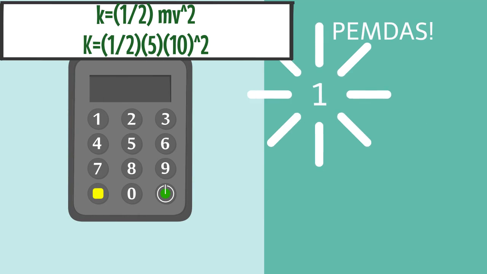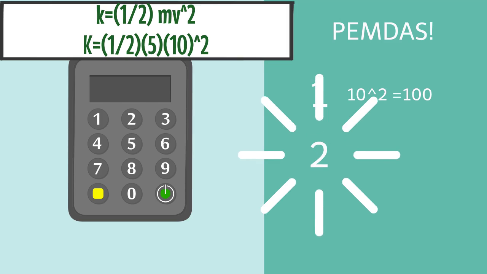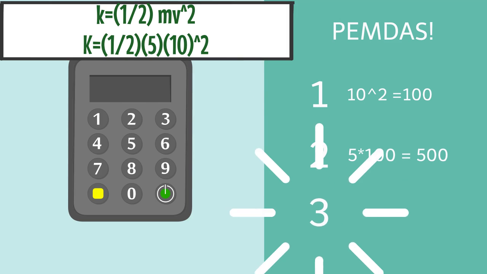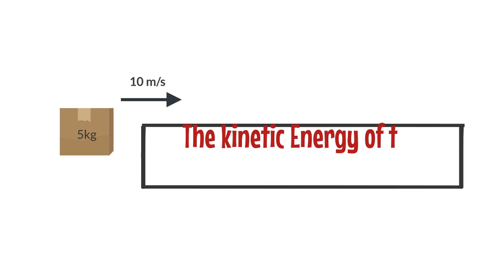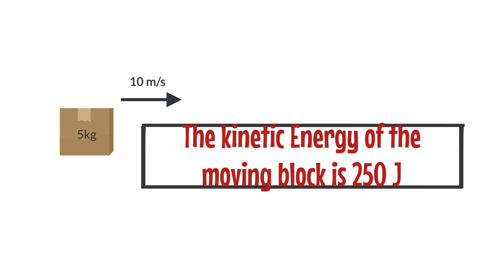Don't forget to use PEMDAS, which means that you're going to work out the exponent first. So you have 10 squared, which is equal to 100, because 10 times 10 gives you 100. Once you work out the 100, then you multiply that 100 by 5, and then you multiply it by 1/2. Okay, so you'll end up with 250 joules for your kinetic energy. So the kinetic energy of the moving block only is 250 joules.